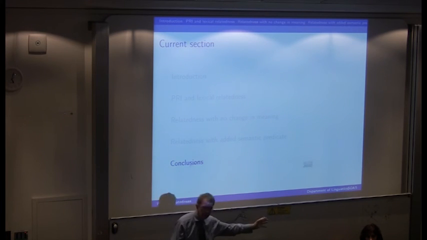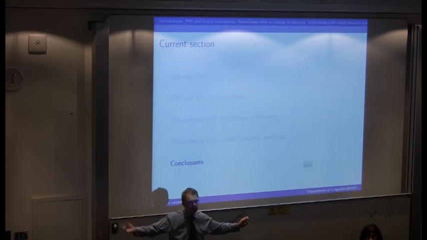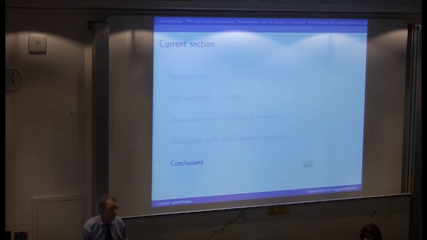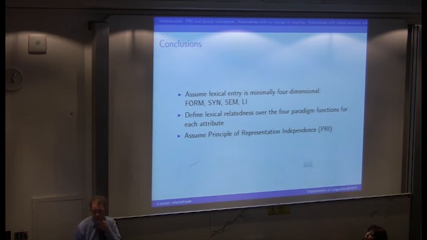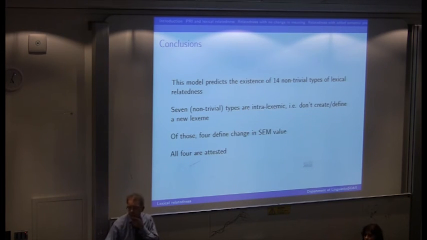Inflection turns out to be at one end, and derivation is at the other end, where the meaning is changed and the lexemic index is changed. But you don't need to ask what the correct name is for all the other intermediate cases, whether it's really inflection or really derivation. You just need to specify what has actually happened. That's the idea. So this is what I've just been saying. As I say, I reckon I've managed to identify examples of all of these different types of lexical relatedness.